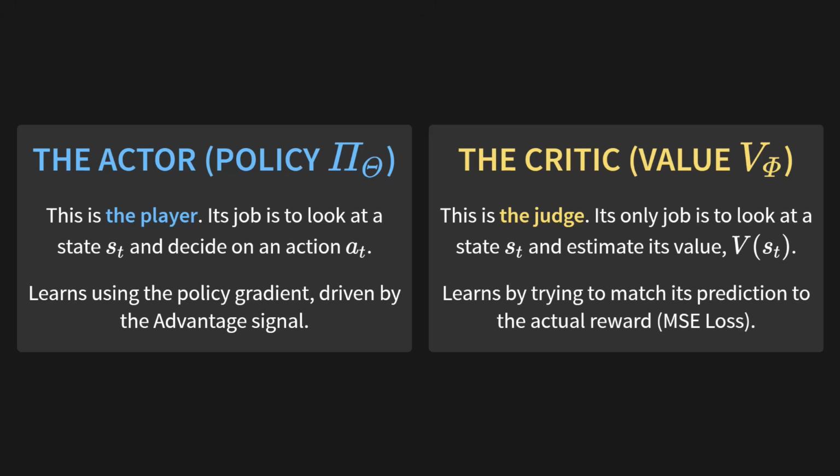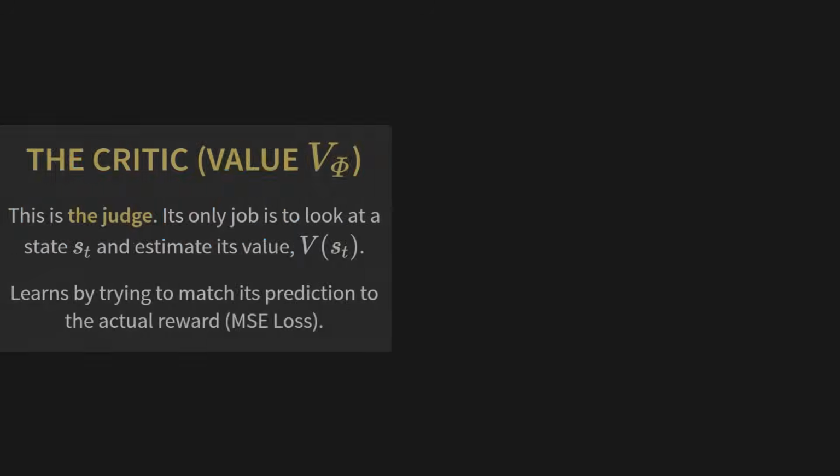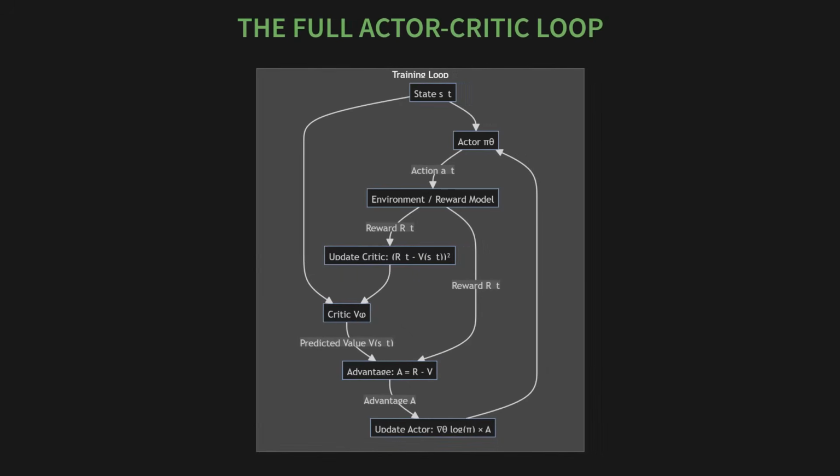It learns by simply trying to match its prediction to the actual reward it sees later, a simple mean-squared error loss. Here's the full actor-critic loop. You can see the diagram here. The state goes to both the actor and the critic. The actor takes an action in the environment, the critic predicts a value, the environment gives back a real reward, we use the real reward and the predicted value to calculate the advantage, that advantage is then used to update the actor. And the difference between the reward and the predicted value is used to update the critic. They learn together in a beautiful feedback loop.